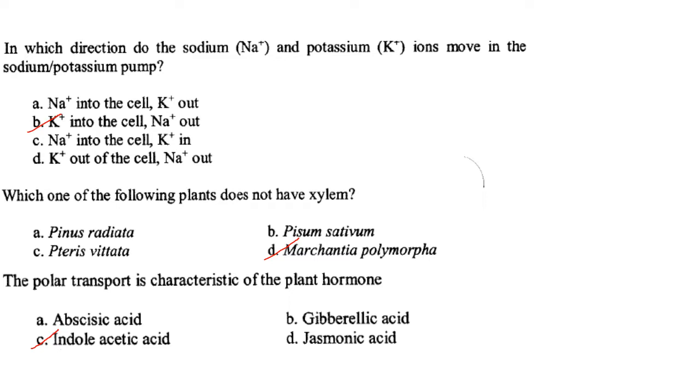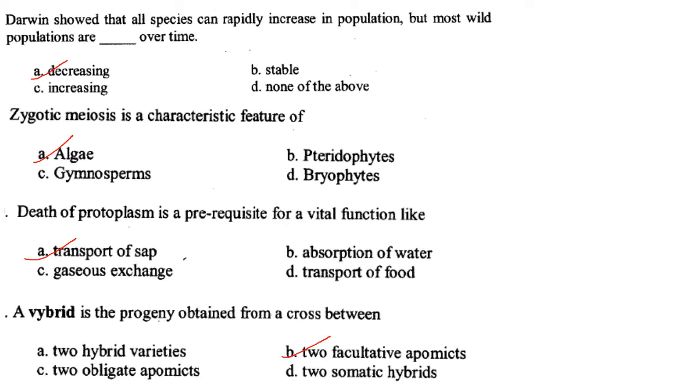The polar transport is characteristic of the plant hormone. So it is characteristic of auxins, and out of these indole 3-acetic acid or indole acetic acid is an auxin. So answer is option C. Then Darwin showed that all species can rapidly increase in population, but most wild populations are dash over time. Most wild populations are decreasing over time. So answer is A.